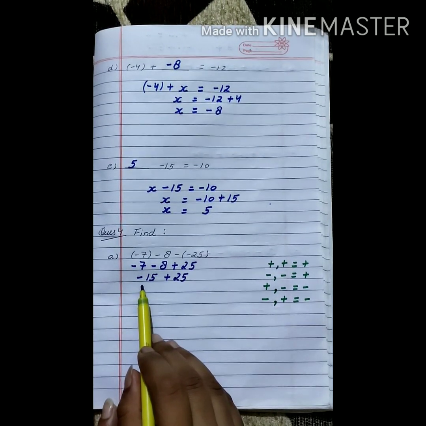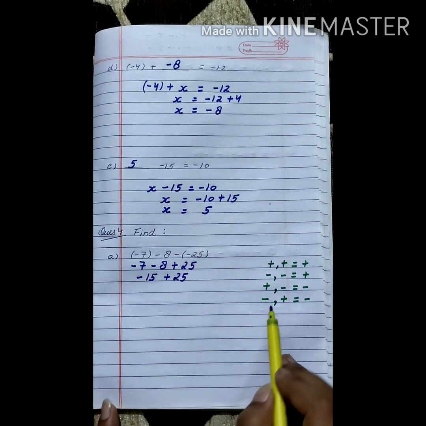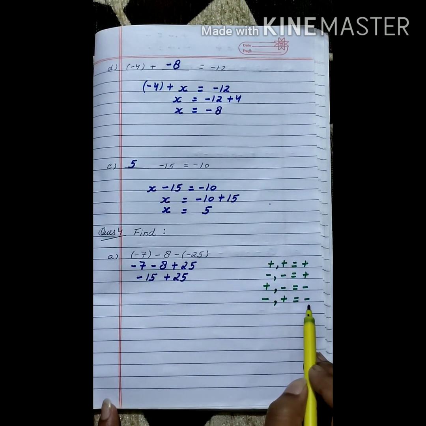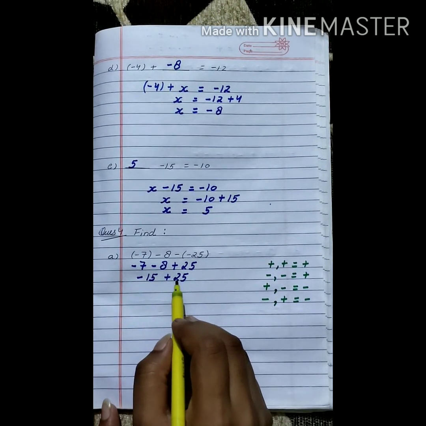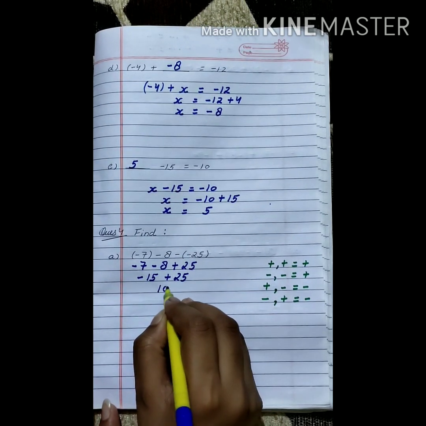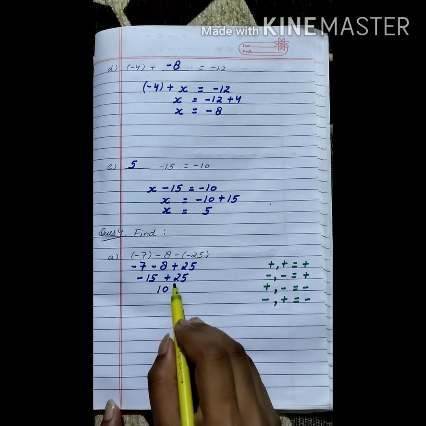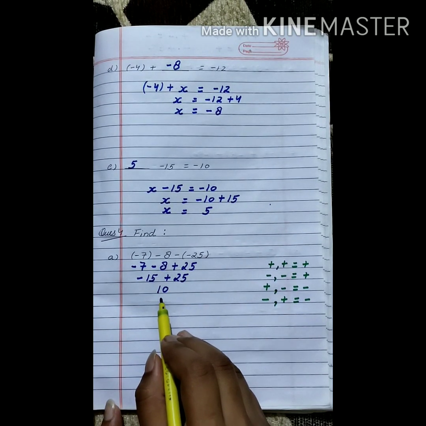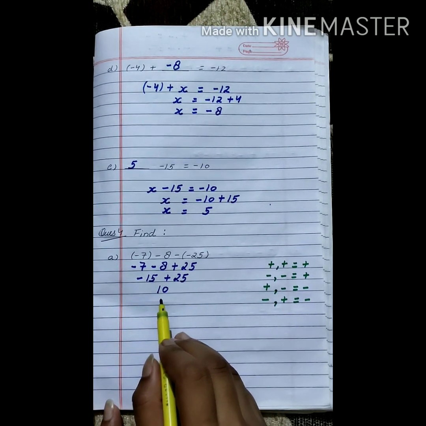Now one term is negative and the other one is positive. And we know that minus plus is minus. So after subtraction we will get 25 minus 15 is equal to 10. Here 25 is greater and it is a positive integer, so 10 is also a positive integer and it is our answer.